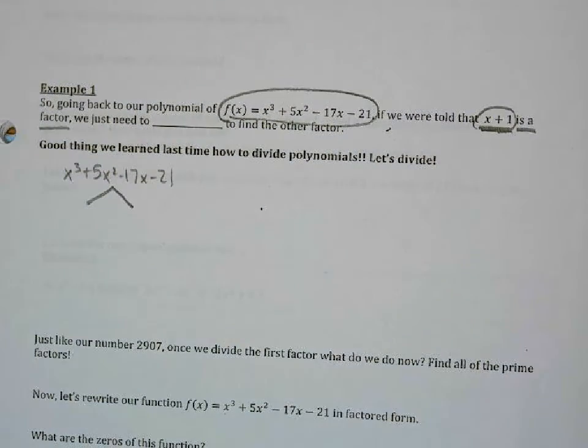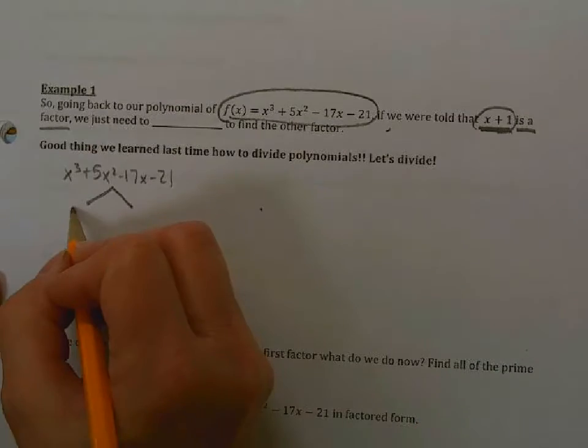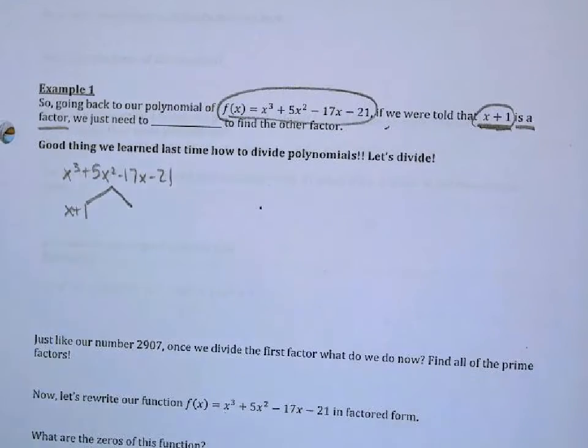But I already gave you one of them. What did I give you? I gave you x plus 1 as one of the factors. So how do I find the other? How do I find the rest? We're going to do what? Divide it. We're going to divide it.